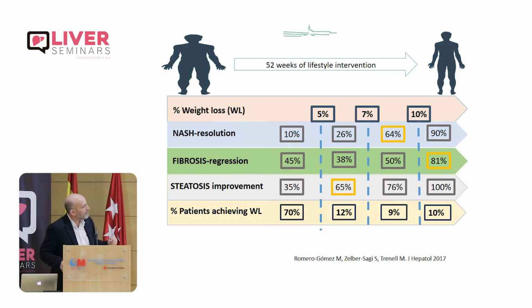Percentage of weight loss in our patients was classified as lower than 5%, between 5 and 7, 7 to 10, and higher than 10. And you can see how in patients losing 10% of their body weight, NASH resolution was appearing in 90% of the patients, fibrosis regression in 80%, and steatosis improving in 100%. All patients losing 10% of the body weight improved on liver biopsy.